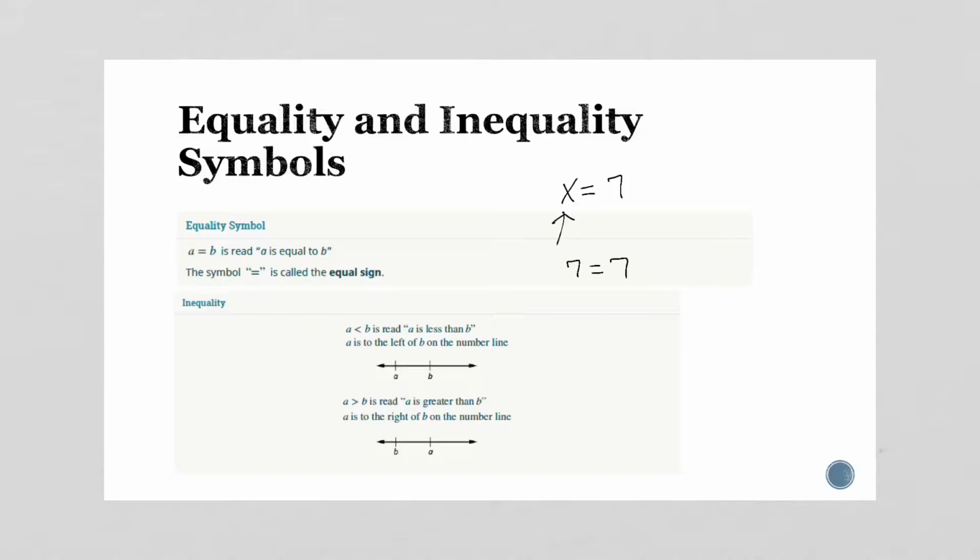The inequality symbols, I always read them from left to right. And you look at the smaller side. So if the smaller or the pointy side is on the left, then that is less than. If the bigger side is on the left, then that is greater than.